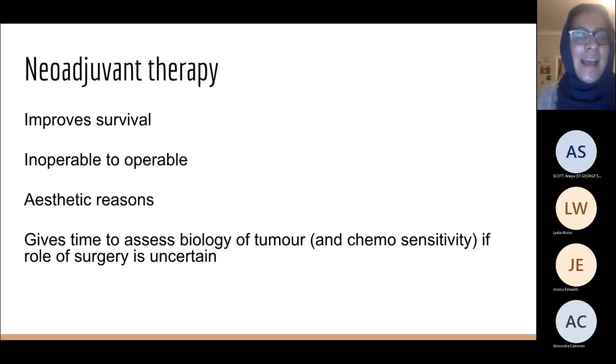And it also allows you to assess the biology of the tumor and the chemosensitivity if you're not sure if surgery is the most appropriate approach for treating that tumor or cancer, because you're essentially allowing yourself more time for deciding whether you should do surgery or not by doing this kind of pre-treatment.